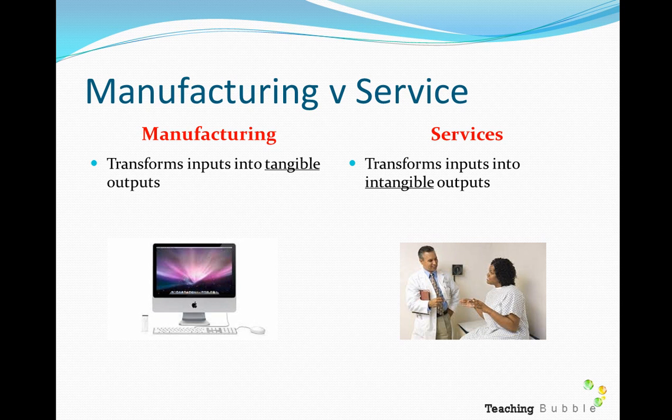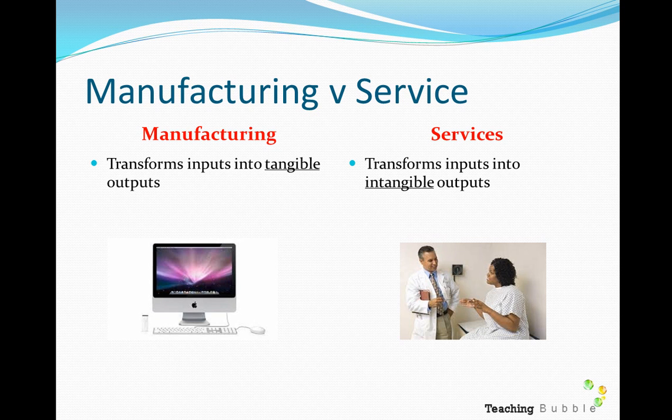So these are some of the key differences we're going to go through, 3 key differences between a manufacturing organisation and a service organisation when it comes to operations. So the first one, manufacturing, it transforms its inputs into tangible outputs. Now, the term inputs and outputs, we'll get into that a bit later on, but inputs essentially is all the resources used to make the product, and the output is the final product. So you've got the iMac there, and obviously tangible means that you can touch it. So when you go and buy it, you can actually carry it in your hands and use it.